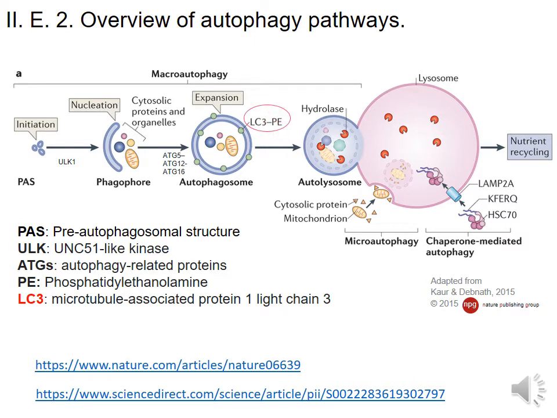LC3, the microtubule-associated protein 1 light chain 3, which is actually a central protein in the autophagy pathway, functioning in autophagy substrate selection and autophagosome biogenesis. This LC3-PE conjugate is required for the expansion of the autophagic membranes and their ability to recognize autophagic cargoes by interacting with autophagic cargo receptors, and for the fusion of autophagosomes with lysosomes in this last step.